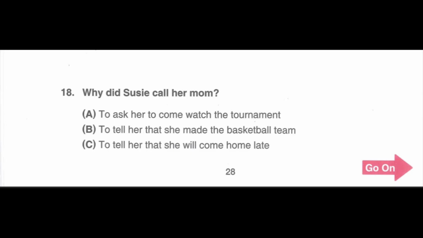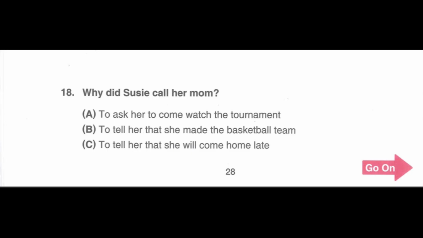Hi, Mom. It's Susie. The coach called our basketball team this afternoon, and he said we should practice more before the tournament. We are going to meet at the basketball court and practice for 1 hour after school. So I am going to be home 1 hour later than usual.